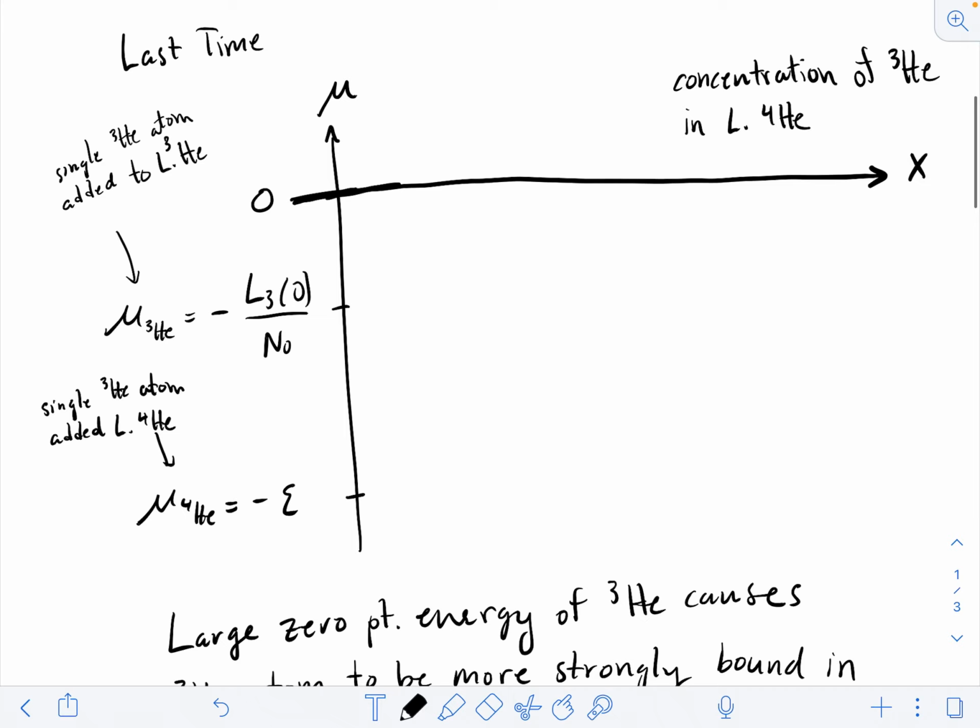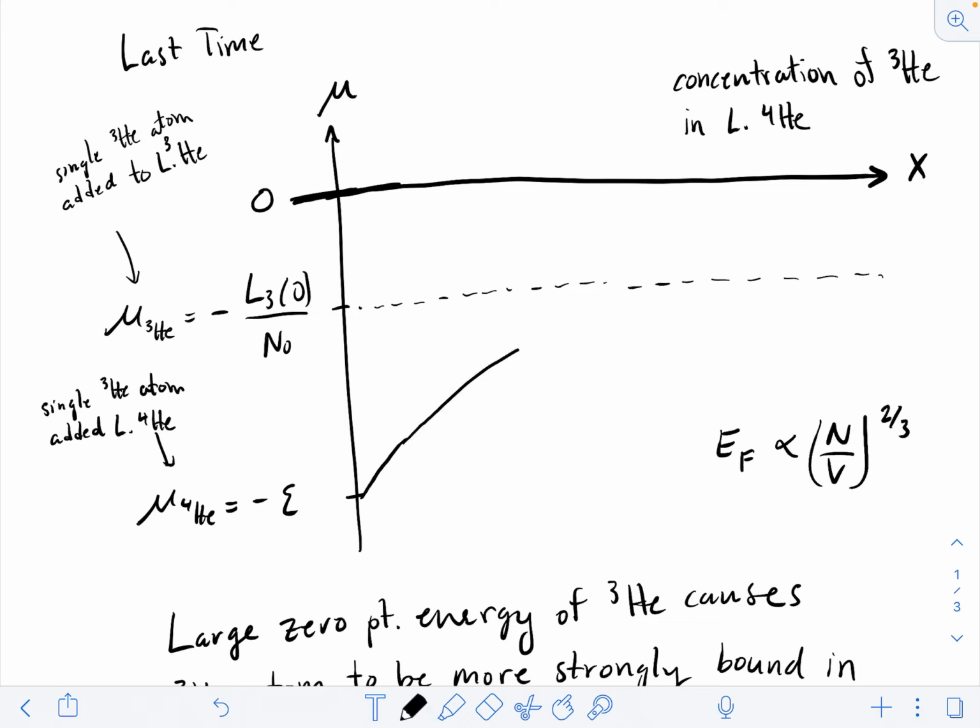And so if we go back to this plot, this binding energy in liquid helium-3, I mean, that's obviously a constant, right? And so what happens is, because the Fermi energy of the helium-3 is proportional to, say, N over V to the 2/3, what we see is that this binding energy gets weaker and weaker and weaker, and this curve follows the concentration to the 2/3 power.